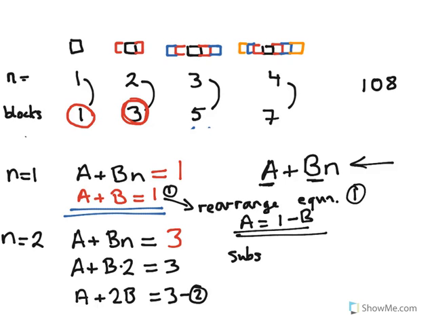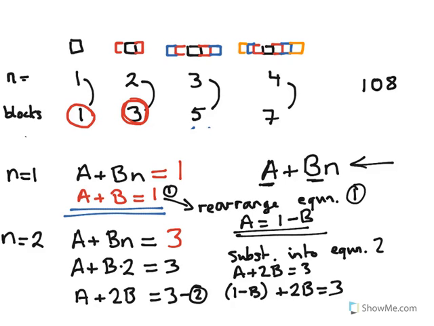So, substitute into equation 2. Equation 2 says a plus 2b equals 3. We know that a is the same as 1 minus b, so we get 1 minus b plus 2b equals 3. 2b minus 1b will give us b, so what we get here is 1 plus b equals 3. Now to find b, we take away 1 from both sides of the equation, giving us our new expression: b is going to equal 2. So now we know what the answer for b is.